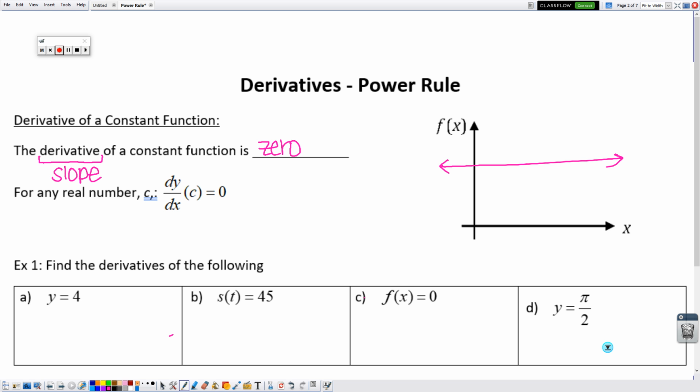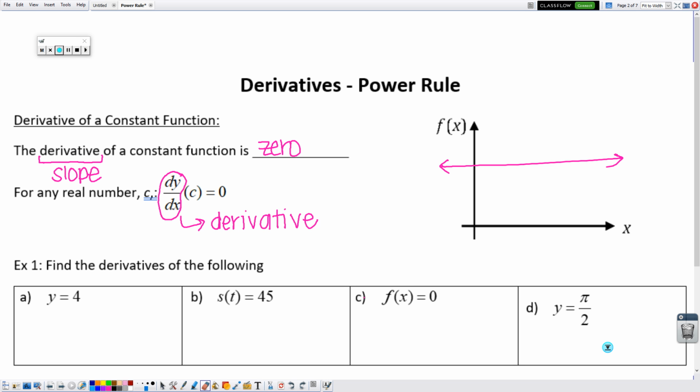So remember, dy dx is literally just the derivative. So this is the derivative. You guys tend to freak out when we give different notations. That is the derivative. Okay? Now we're going to go through and we're going to find the derivative of the following.